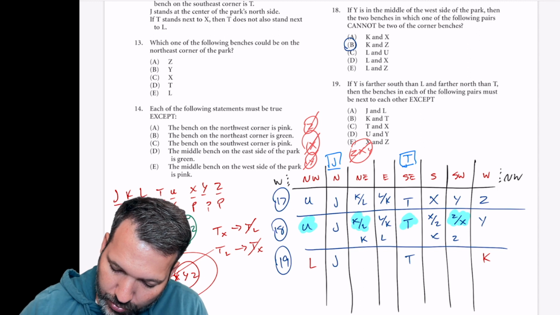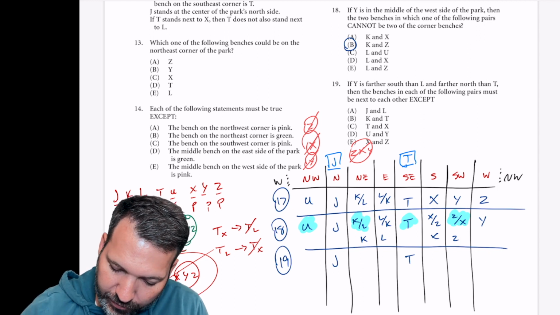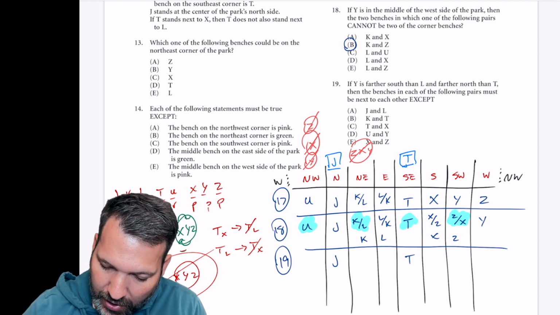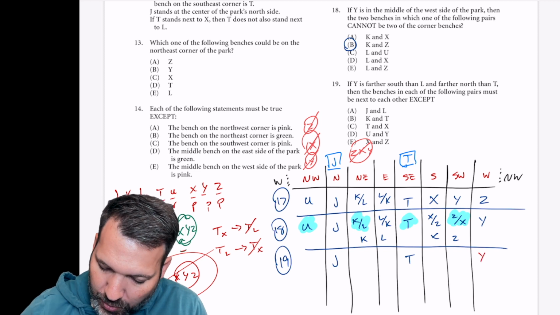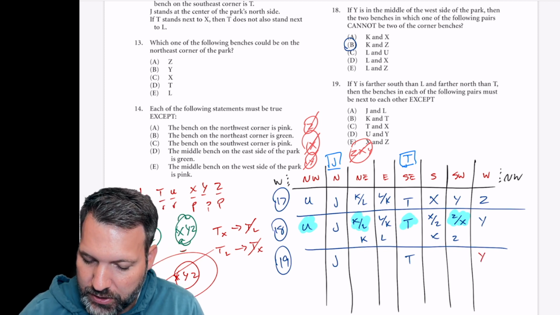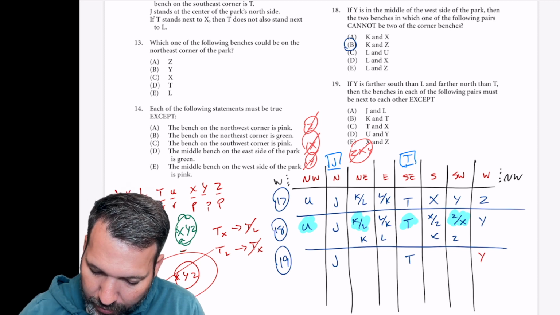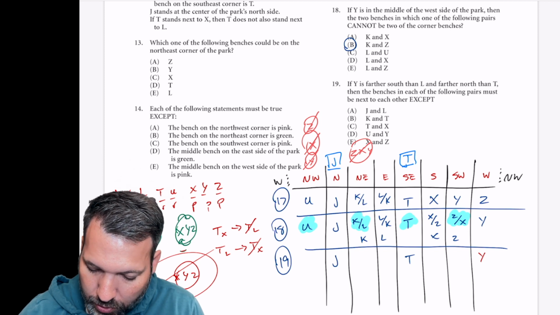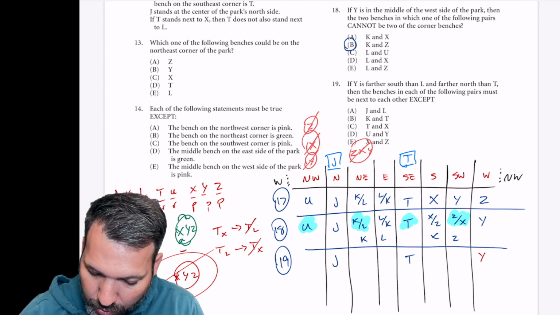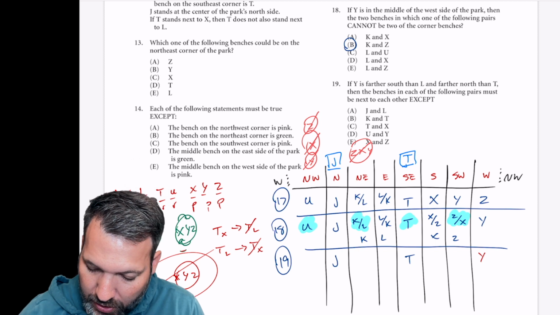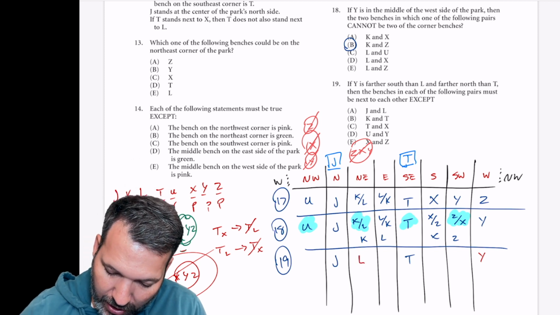So Y can't be east. That actually tells me for sure Y is going to have to be west. Because again, it has to be further north than T, which is already at the southeast corner. And then for L to be farther north than Y, it's going to have to be at the northwest corner or the northeast corner. It can't be at the northwest corner because then JKL would be next to a Y, so L is going to have to go here.